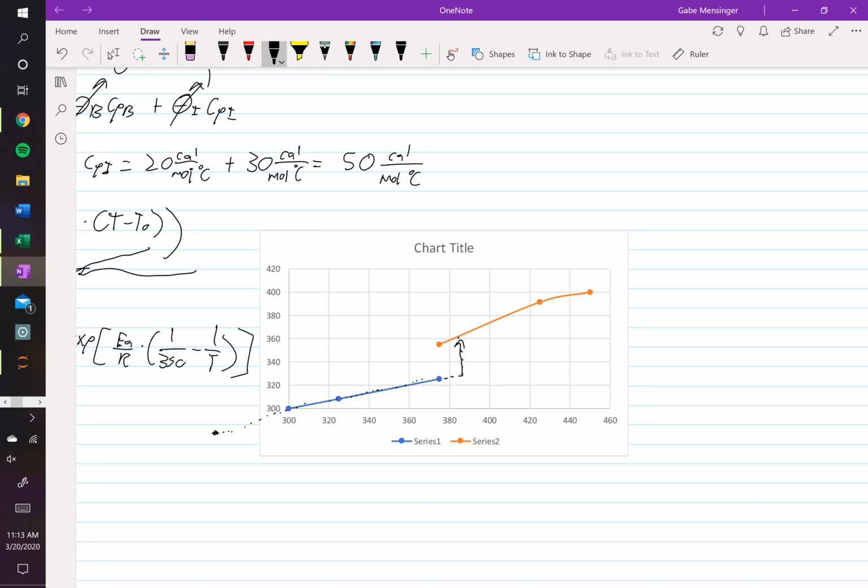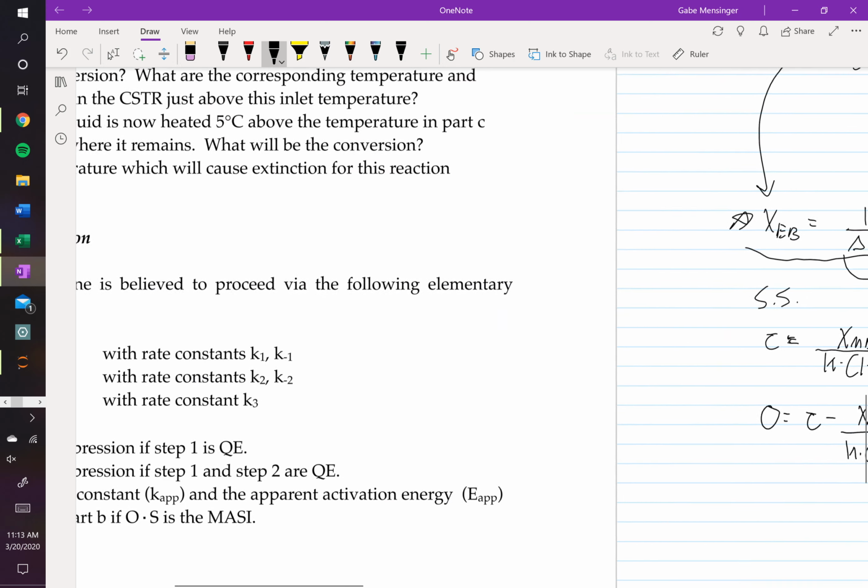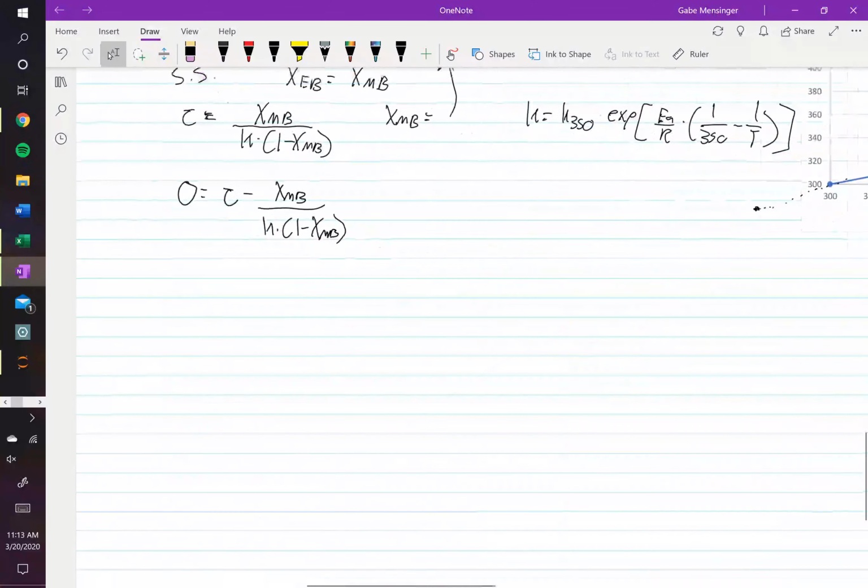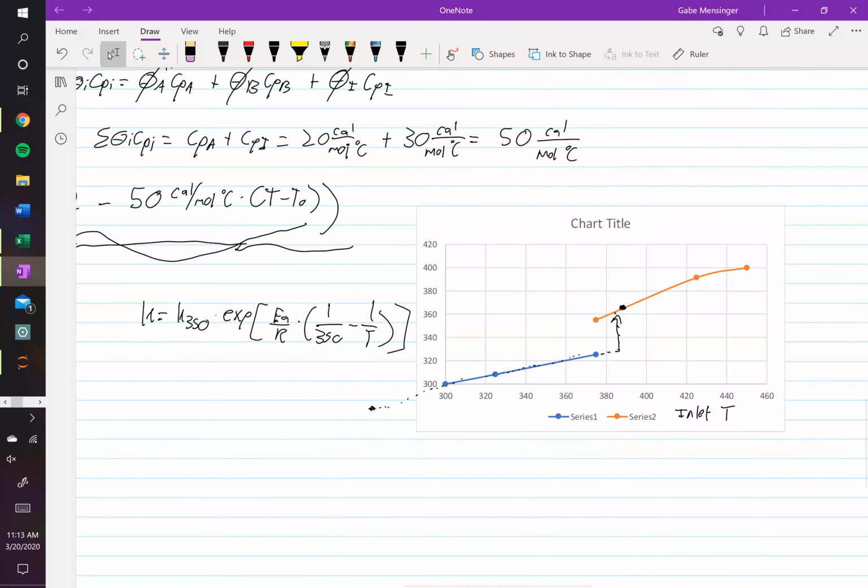And at a temperature slightly higher than that, at an inlet temperature, sorry, I didn't label this, inlet T, an inlet temperature slightly higher than this point will be on this upper curve. So the rest of part C is what is the temperature at this point. It's going to be somewhere there. Basically, just read it right off the graph. And what is the conversion at that point?